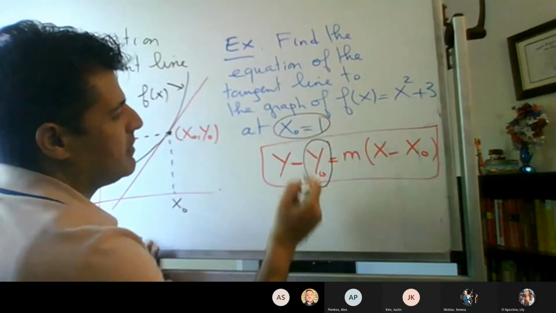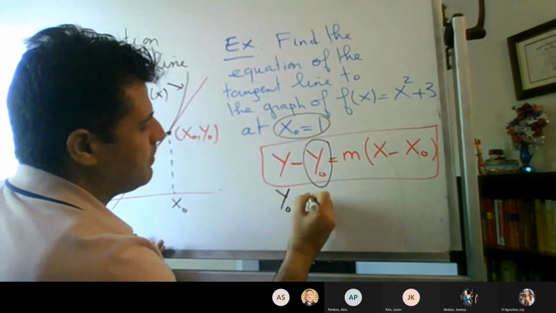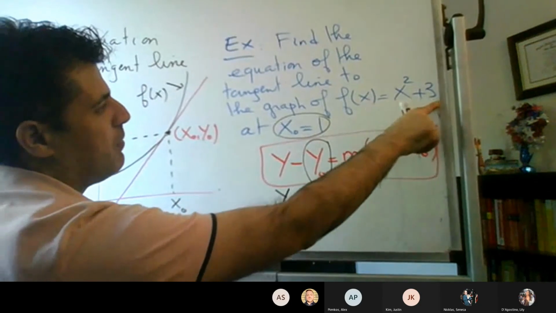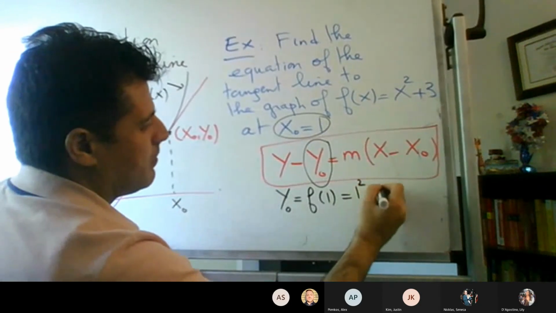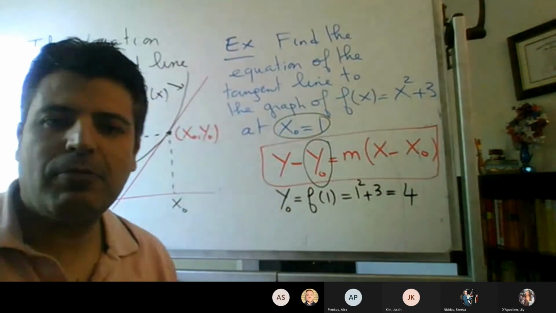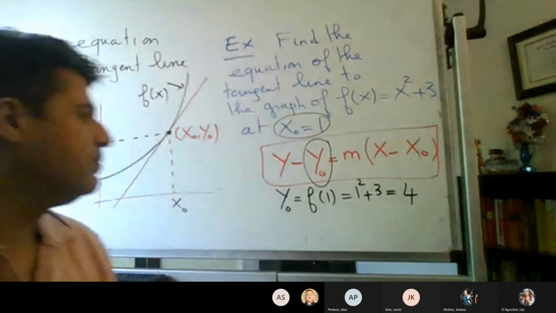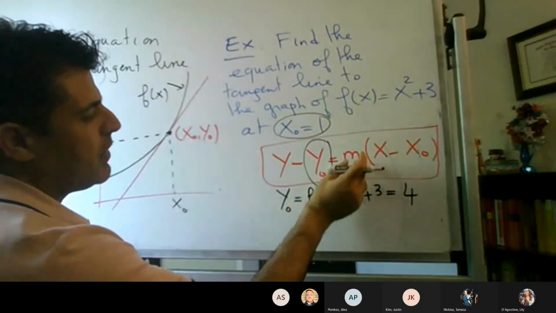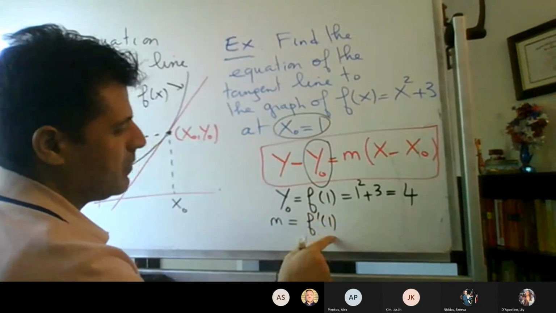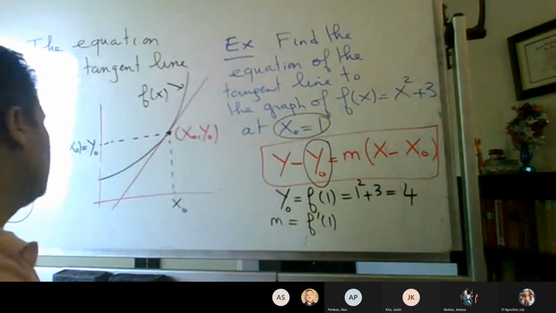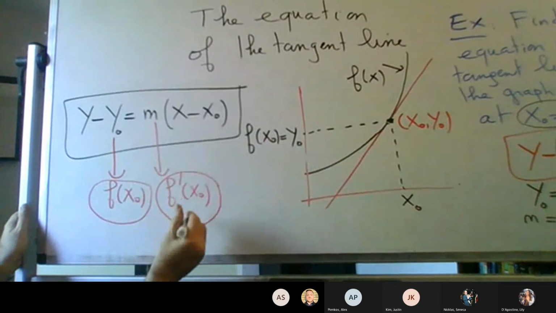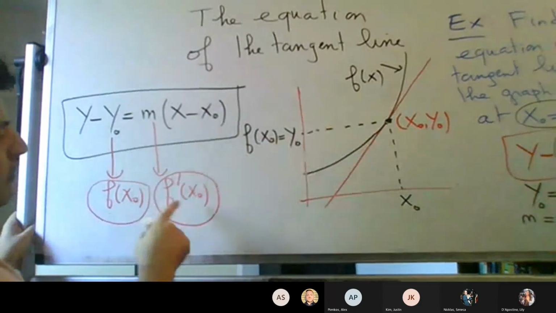y0 is f at x0. y0 is f at 1. Just replace: 1 squared plus 3. So y0 is 4. And now we need to find the slope. m is the derivative at 1, f prime. The formula is m is f prime at x0. x0 is 1 here.